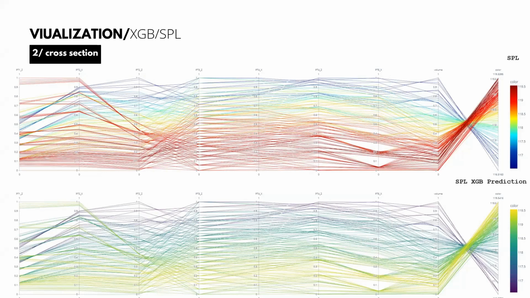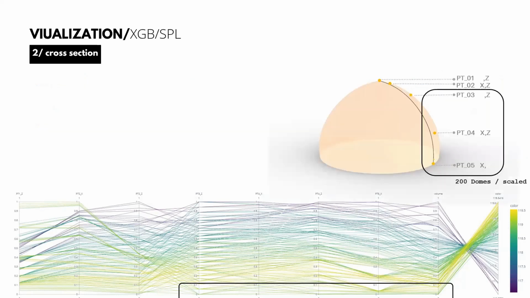Both the original SPL and the SPL XGB prediction show the same interaction with the geometry. We note that having a lower PT3Z, PT4X and Z, PT5X, and lower volume gives a higher SPL, which is still a negative correlation.